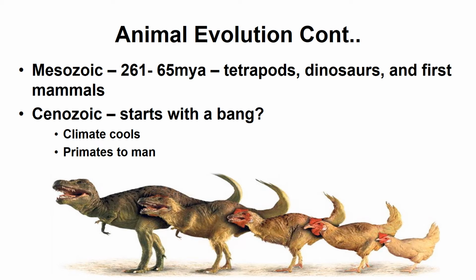The Mesozoic era brought about some massive animals like dinosaurs and even the first mammals. Then the Cenozoic era started off with a bang, meaning that this is where that asteroid took out the dinosaurs when it hit Earth. And as the climate cools, grassland apes began to evolve into Homo sapiens.